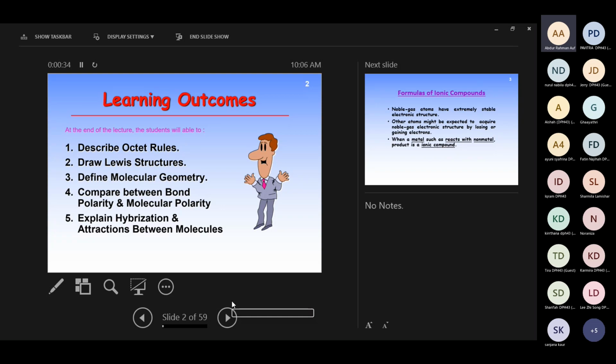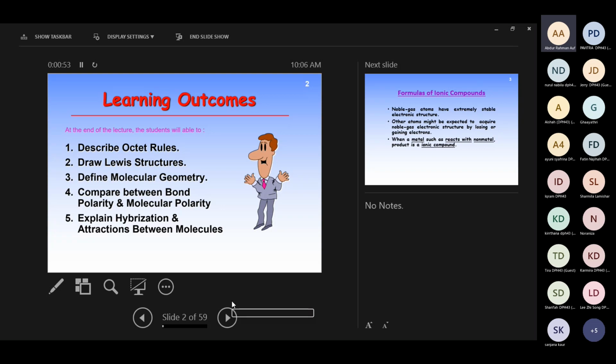So basically these are the many things that you don't know yet. Okay, octet rule kamu tak tahu lagi apa benda. What is Lewis structure, you don't know. So molecular geometry is very, very new. What is bond polarity, what those words even mean, I bet you don't know.